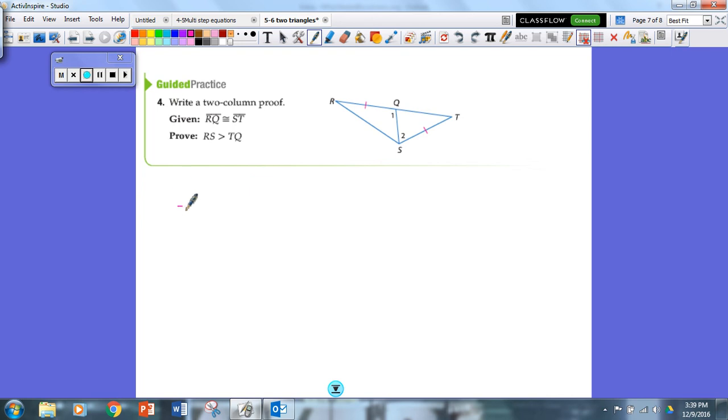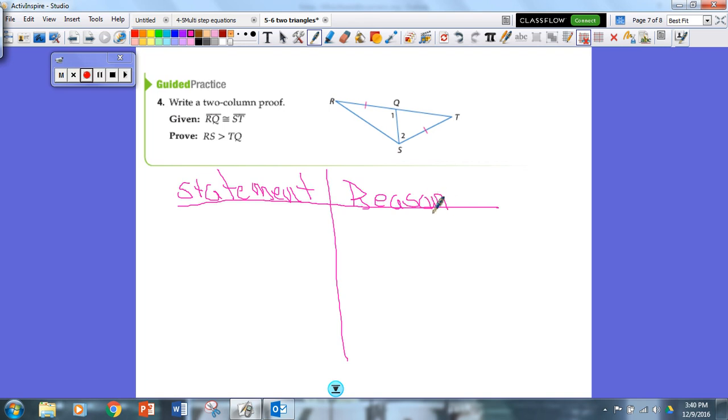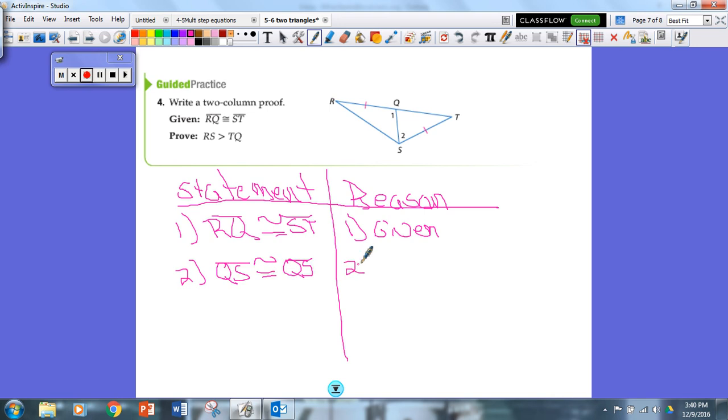So in this two-column proof, I'm going to do what I normally do: my statement, my reason, and I state the given. I apologize for the handwriting. So I am given that RQ is congruent to ST. And I know that QS is congruent to QS. That's the reflexive property.